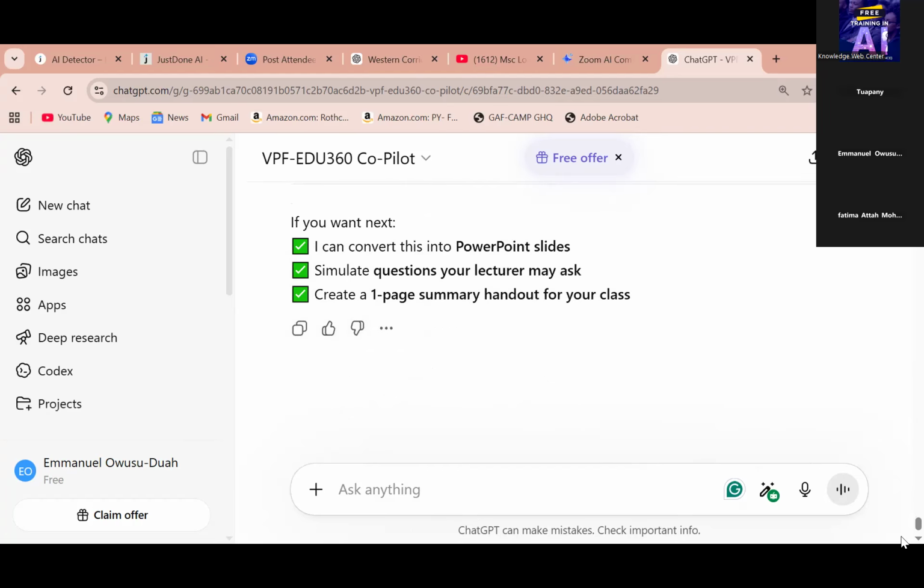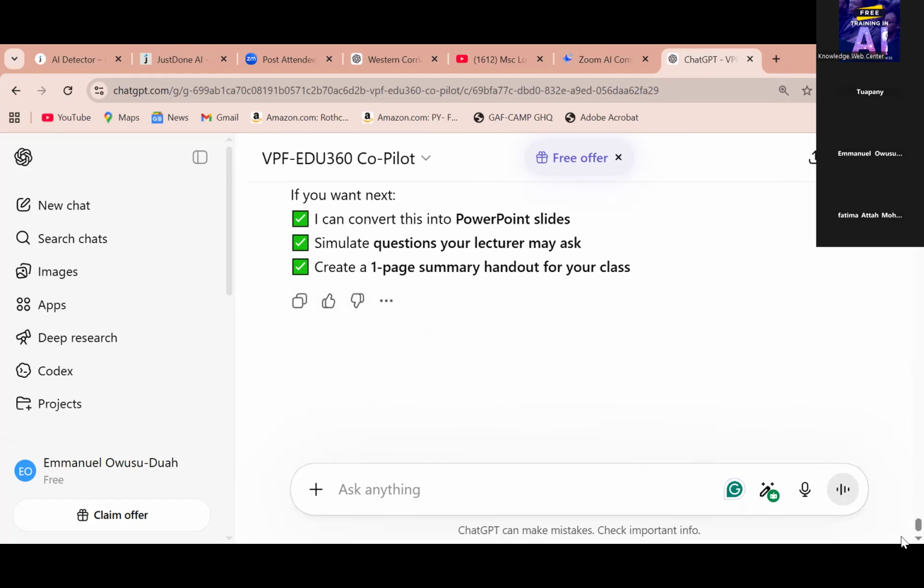So at the end, it said, if you want, I can convert this into PowerPoint slides. Simulate questions your lecturer may ask. Then create one-page summary handout for your class.